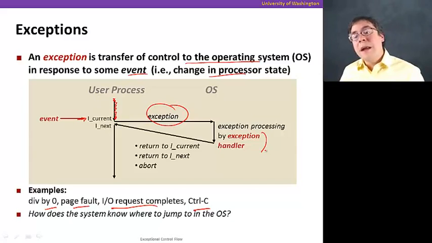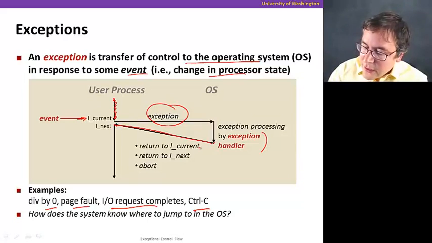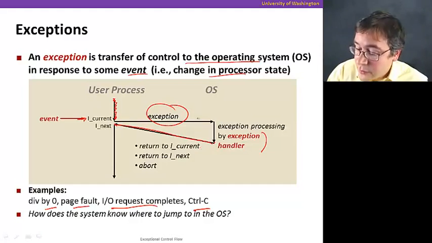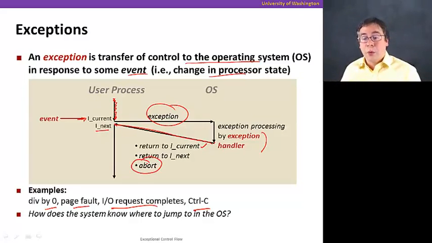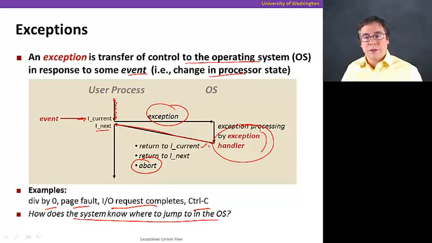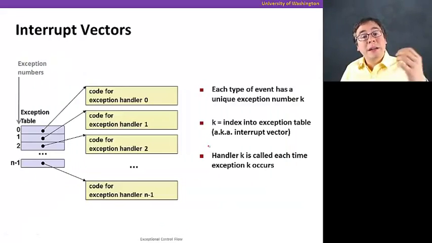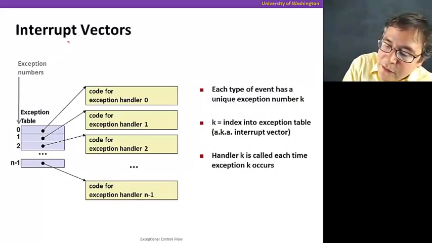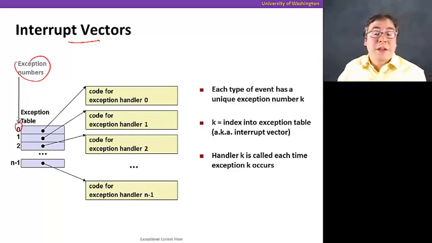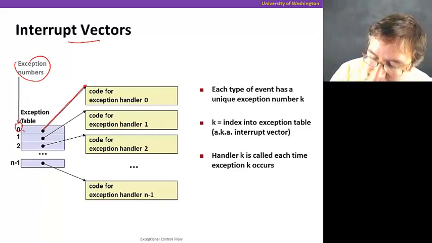Whenever the operating system is done with processing that exception, it returns to the instruction that was being executed by the user process. It could either return to the current instruction, it could return to the next instruction, or it could even decide to simply abort the program. An important question here is, how does the system know which exception handler to execute? Well, that's going to depend on the exception that happens. There's something in your system called the interrupt vector that maps the exception, and each exception has a number, to the code that handles that exception.